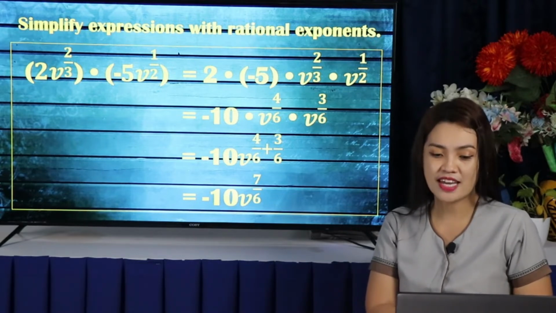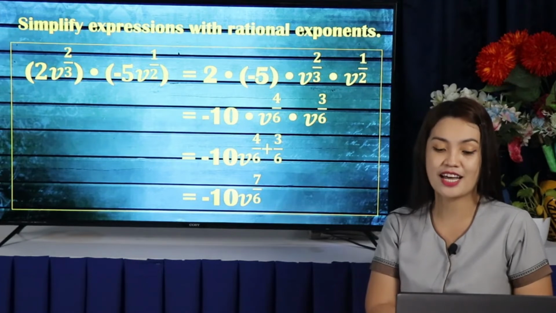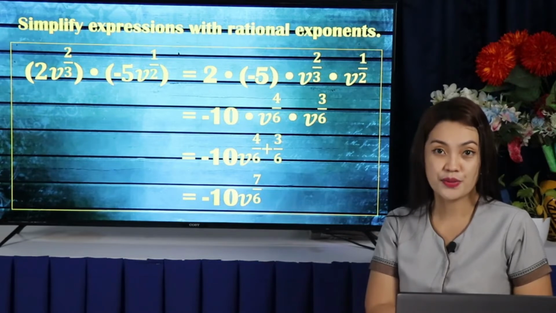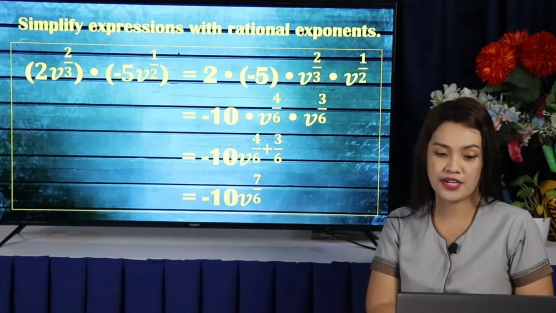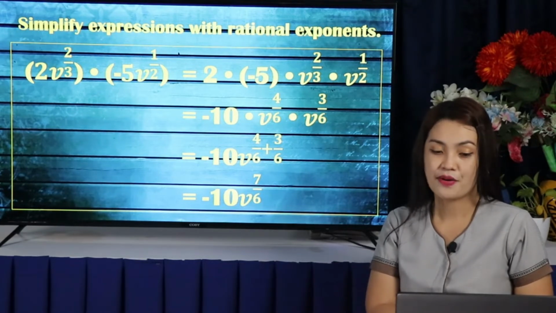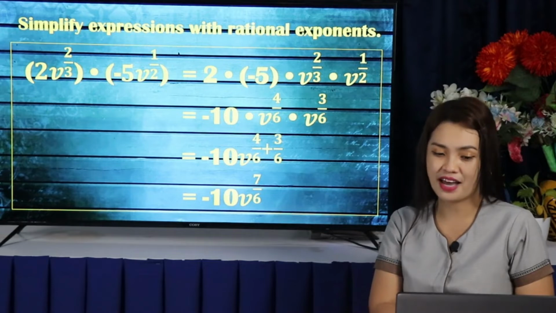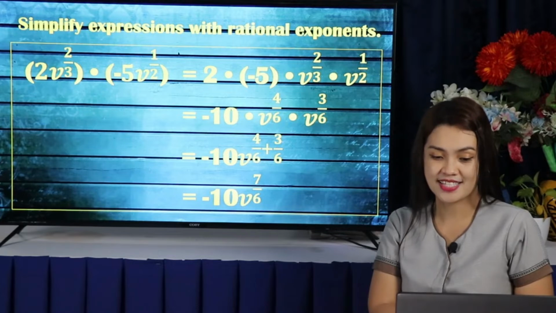To simplify the given expression, multiply first the variables 2 and -5. Then apply the product rule in simplifying the variables with rational exponents. Thus, the expression is now 2 multiplied to -5 multiplied to v raised to 2/3 multiplied to v raised to 1/2. The rational exponents are 2/3 and 1/2. The least common denominator of 3 and 2 is 6.